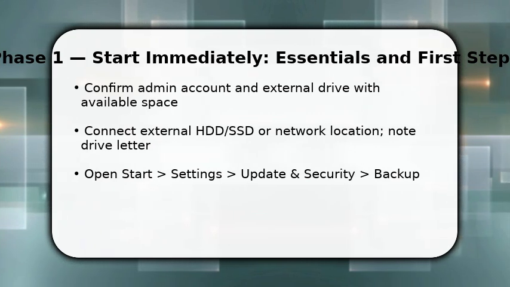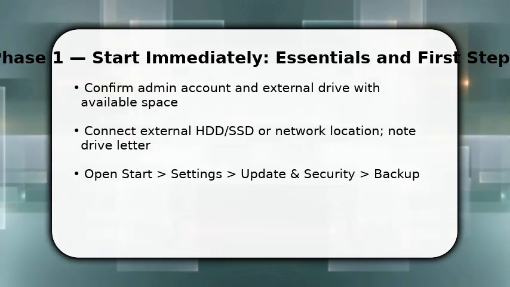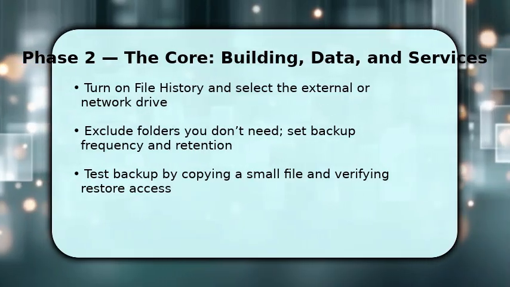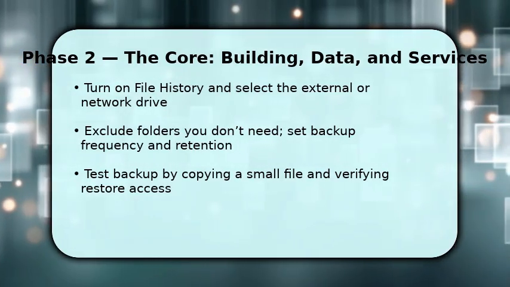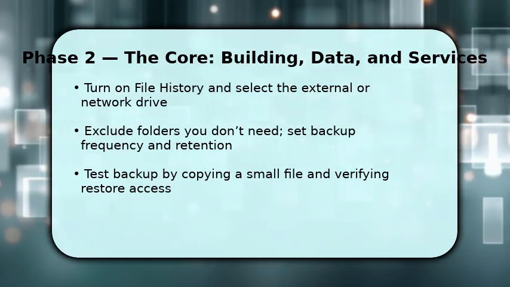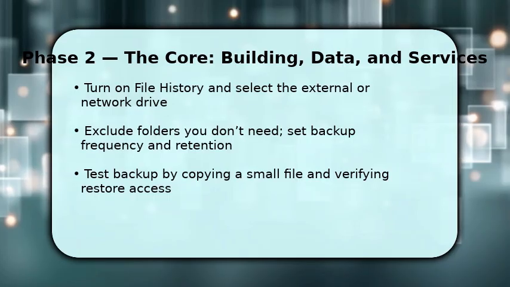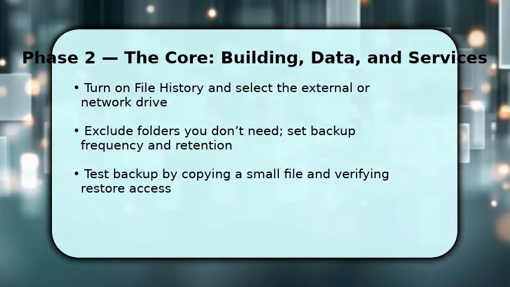Once File History is turned on, select the connected external or a mapped network drive so Windows can write periodic snapshots. Then click More Options to exclude folders you don't want. This saves space, and set a backup frequency and retention period that fit your needs. For example, hourly backups for active work.